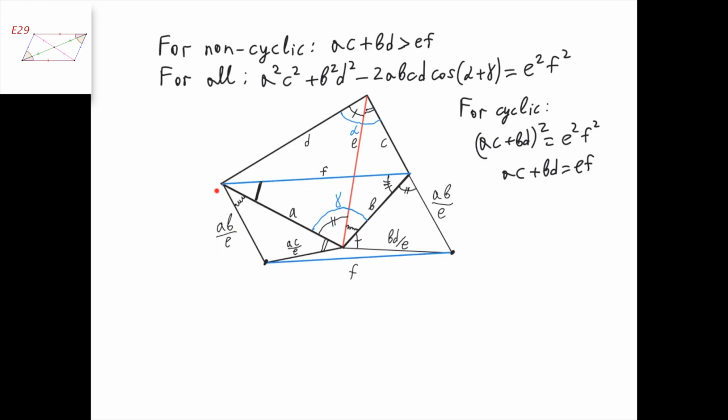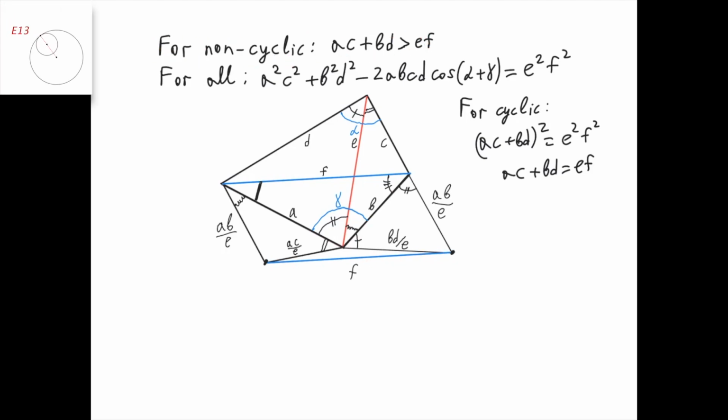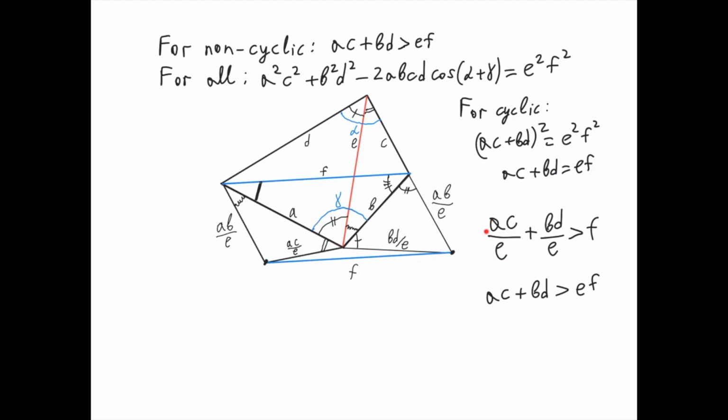Hence, these two segments are equal and parallel, and therefore the quadrilateral they define is a parallelogram, which means that if this length is f, then this length here is also f. And now to prove Ptolemy's inequality, we just need to apply the triangle inequality for this triangle here. We have that this side plus this side is greater than this side, so AC divided by E plus BD divided by E is greater than F, and hence AC plus BD is greater than EF as desired.